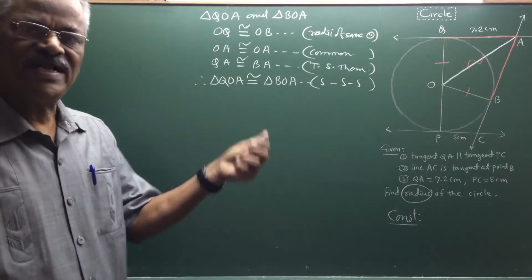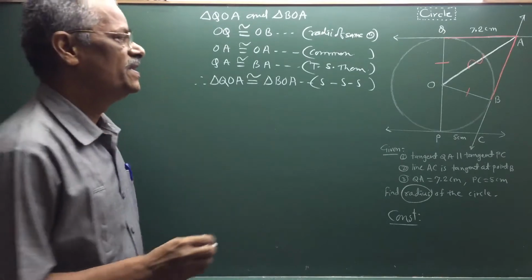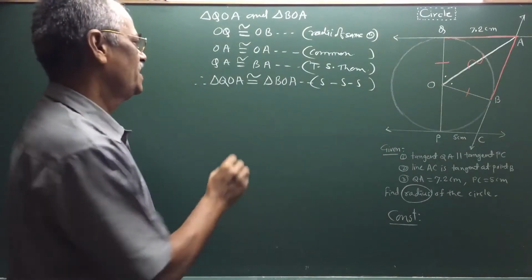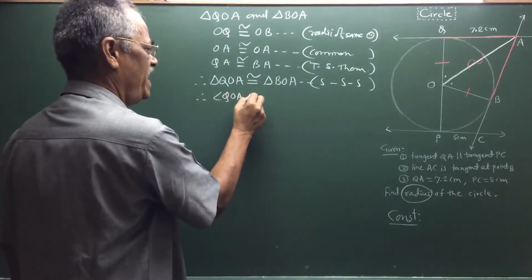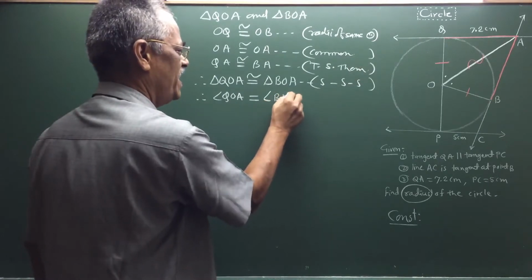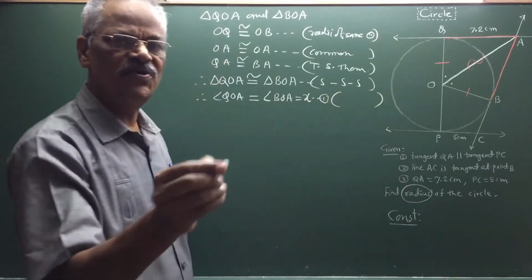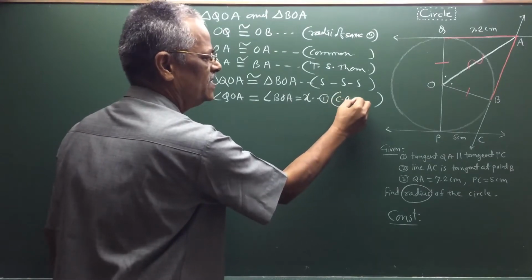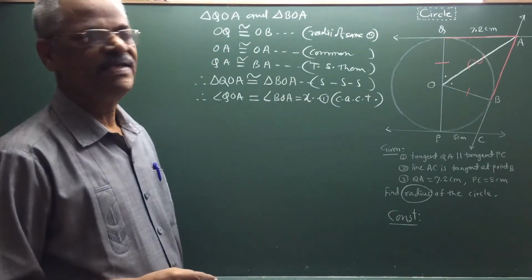When you prove two triangles are congruent, we know that corresponding angles are congruent. So you can see that these are two corresponding angles. What is the name of that angle? Therefore angle QOA is equal to angle BOA, and let it be equal to x. This is very useful further. Reason: corresponding angles of congruent triangles.